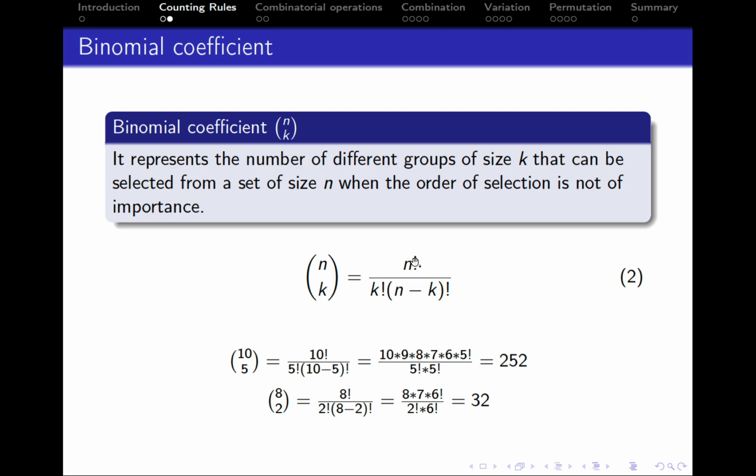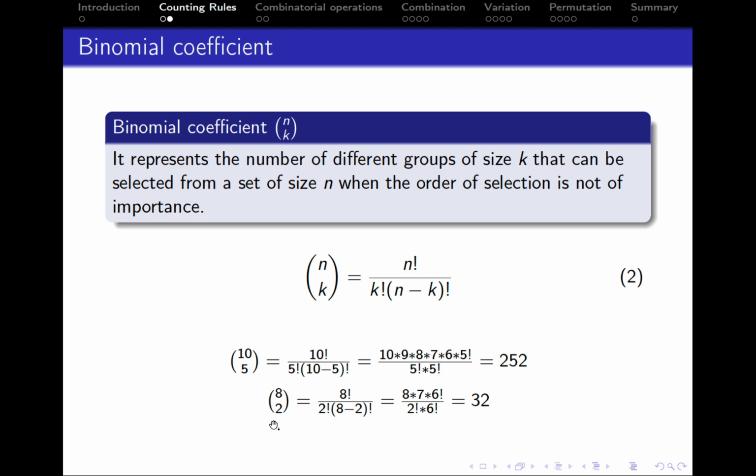So n factorial divided by k factorial multiplied by, in the brackets, n minus k factorial. So for example, if you need to select 5 objects out of 10 objects, we get the following formula. So 10 factorial divided by 5 factorial multiplied by 10 minus 5 factorial. And when we solve this, we get that this coefficient is equal to 252.